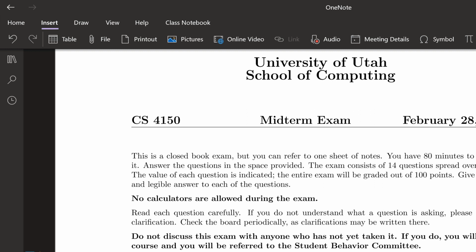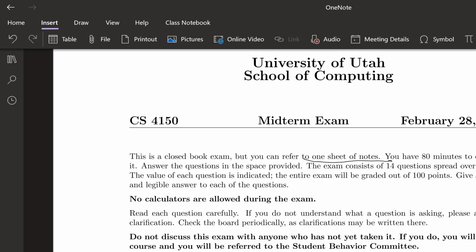All right, so before we begin, I would also want to go over a couple of things. You are allowed one sheet of notes. So I want to go over, what do you think are some of the things that you want to put on that sheet of notes?